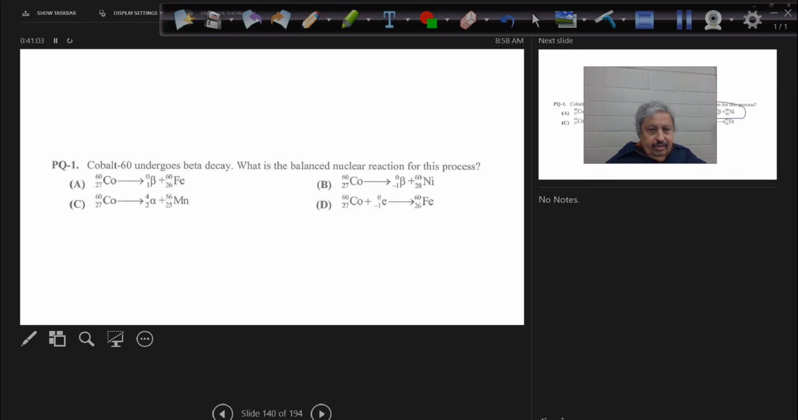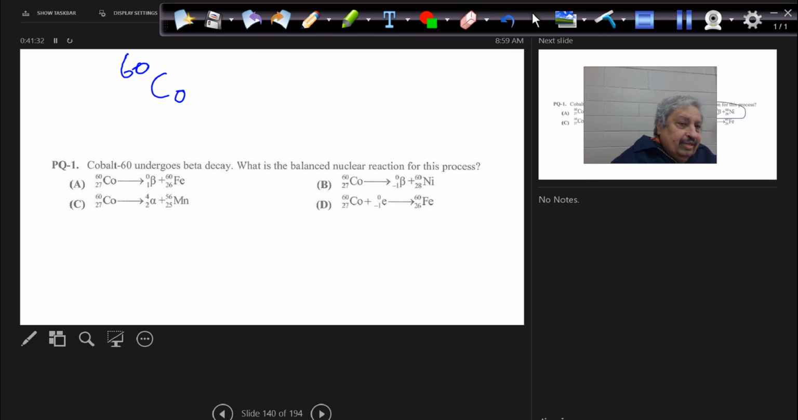Answer is B. So cobalt-60 undergoes beta decay. First of all, we have to visualize what beta decay is. So cobalt 60. 60 means that's the atomic mass. That's the way we write the isotope, with a dash or hyphen, and the top is the atomic mass. The atomic number is not changing. The atomic mass changes because the number of neutrons is changing.